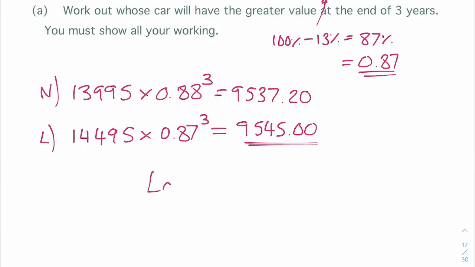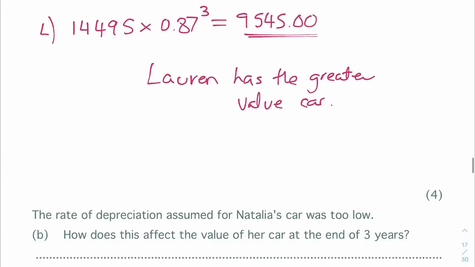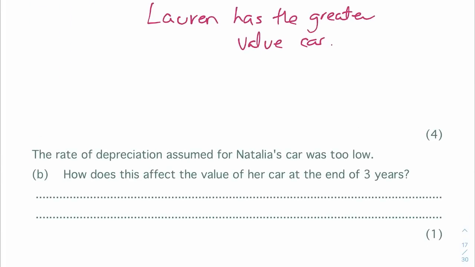Okay, so I'll just write down here, make sure I spell this right, Lauren's car. Okay, Lauren has the greater value car. There we go, and that finishes our depreciation there. We've got a part B, so it says the rate of depreciation assumed for Natalia's car was too low. How does this affect the value of her car at the end of 3 years?